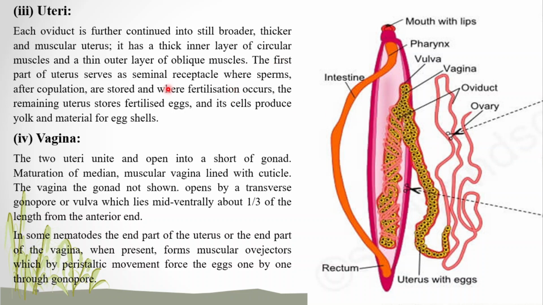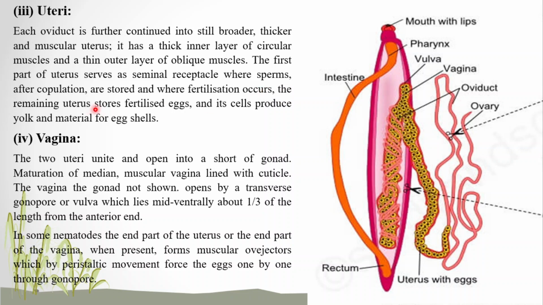The first part of the uterus serves as a seminal receptacle where sperms after copulation are stored and where fertilization occurs. The first part of the uterus means this narrower part of the uterus. It is called the seminal receptacle, where sperms after copulation are stored and where fertilization occurs.